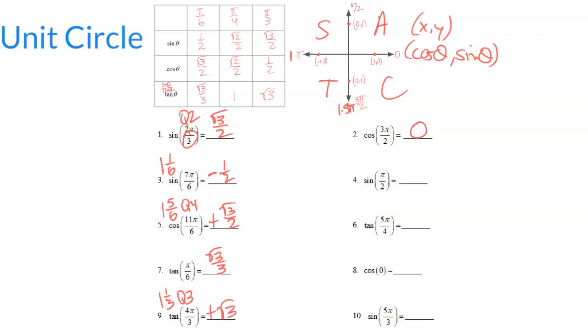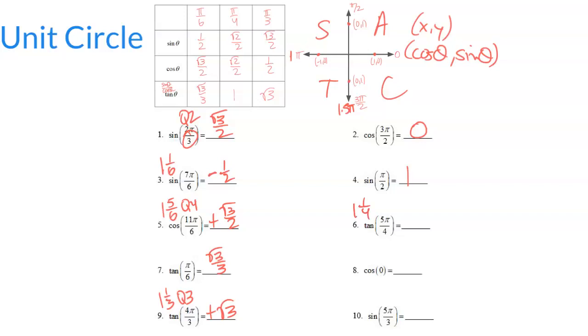For number 4, sine of pi over 2. Pi over 2 is at the top of the unit circle, and so I'm going to use this chart to help me here. This is irrelevant for this particular problem, just like it was on number 2. For number 4, sine of pi over 2 is up here. That's the point (0, 1), and sine is the y coordinate, and so therefore sine of pi over 2 is equal to positive 1.